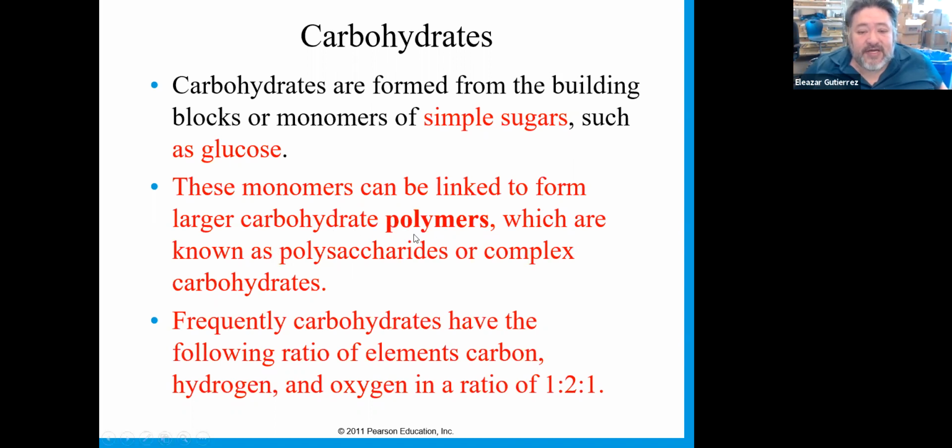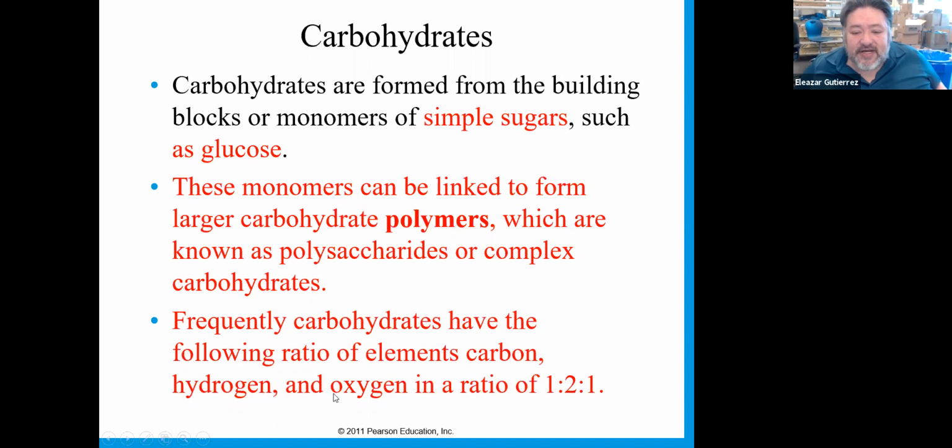Now, it's important for you to keep in mind which of these organic molecules are polymers and which are not polymers. Carbohydrates are polymers because there are many, many sugars linked together to form a polysaccharide, okay? Frequently, carbohydrates have the following ratio of elements: carbon, hydrogen, and oxygen in a ratio of 1 to 2 to 1. What is this telling you? This is telling you that we're going to have 1 carbon to 2 hydrogens to 1 oxygen.